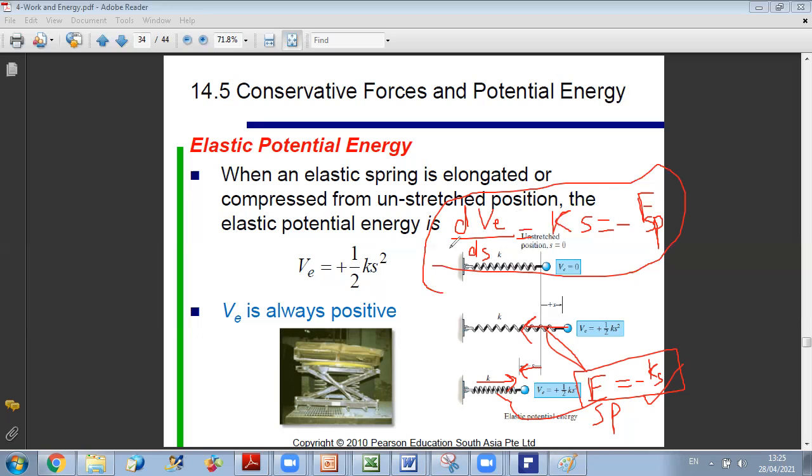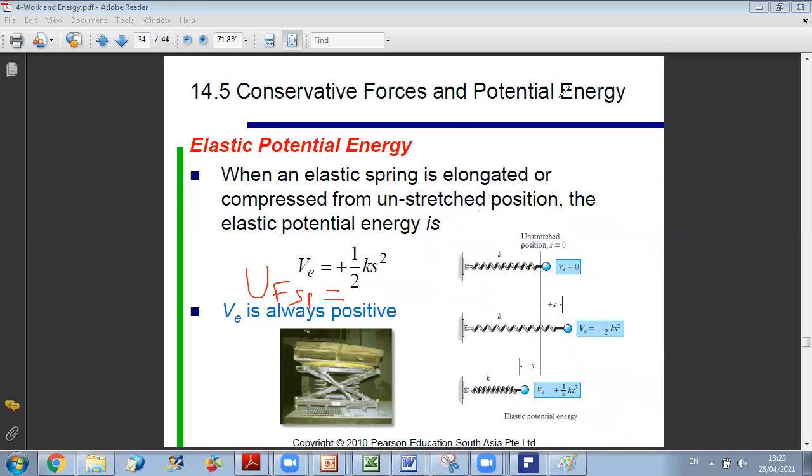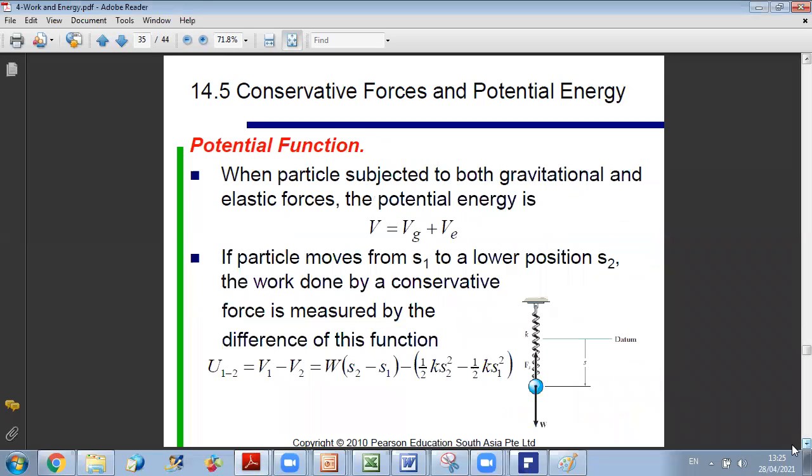Okay. In other terms, I can also say, by integrating this relation, that the work of the spring force is equal to minus delta V elastic, which means it is equal to the elastic potential at state 1 minus the elastic potential at state 2. Okay?